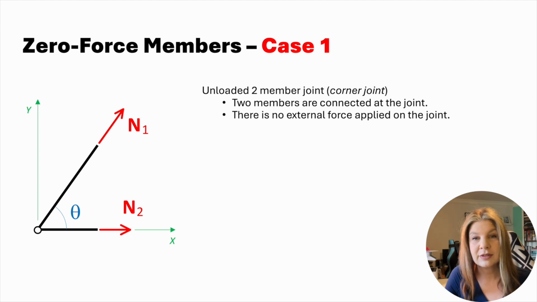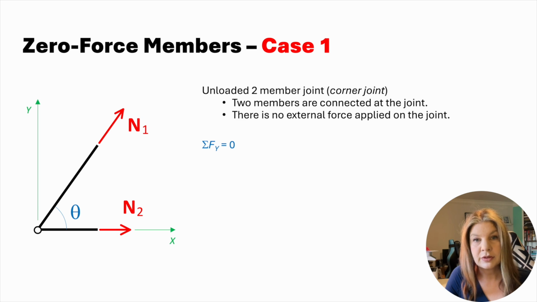Let's get to it. The first case for zero force members is when you have an unloaded joint with only two members. This will typically be a corner joint in your truss. Important to note here that these two members are not collinear, so they're not on the same line of action, they do not have any external loads, and they're connected at that joint. Let's see what happens in this case.